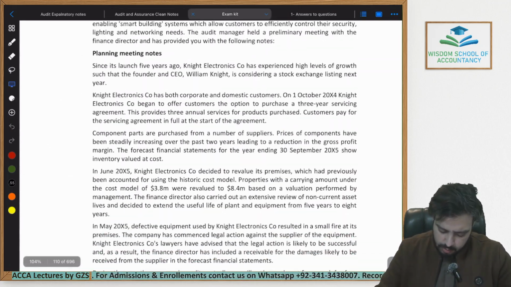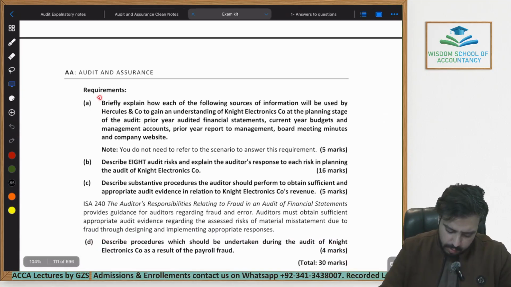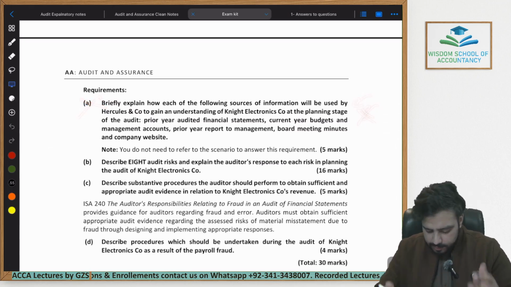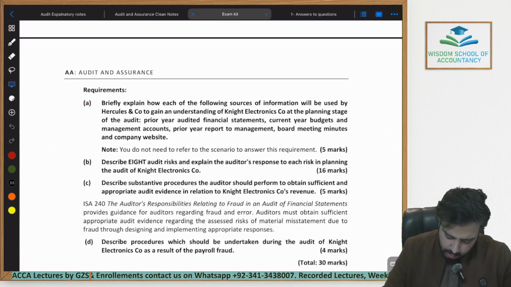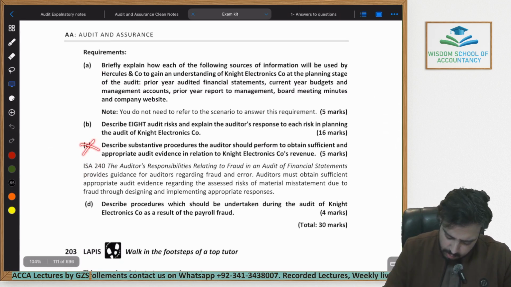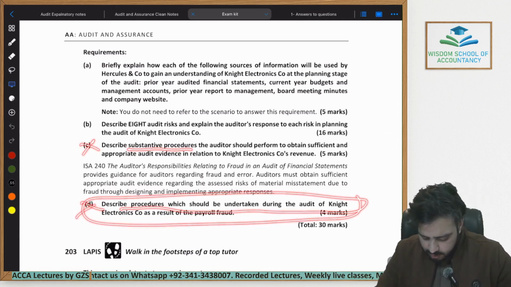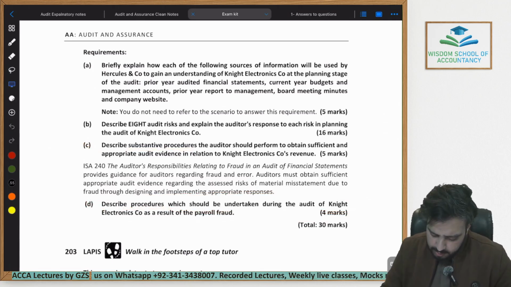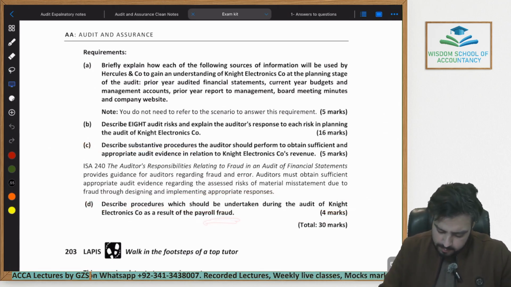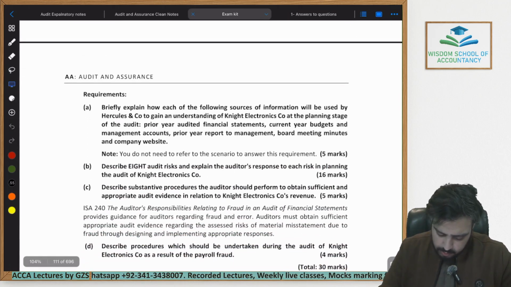So let's move towards the question. Let's try to solve the question. The requirement that we will be solving is not going to be part A because you haven't studied it up till now within the syllabus. You will study it later on within the next lectures. You haven't studied requirement number C. You don't know what are substantive procedures, and you also haven't studied this one, in which we are asked what are the responsibilities of an auditor in terms of fraud. So obviously you haven't studied it, which is why we are going to ignore the remaining requirements.